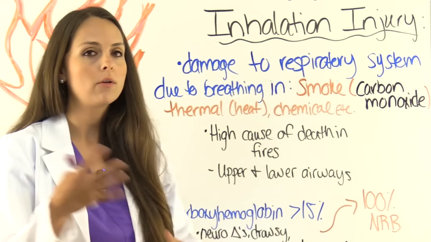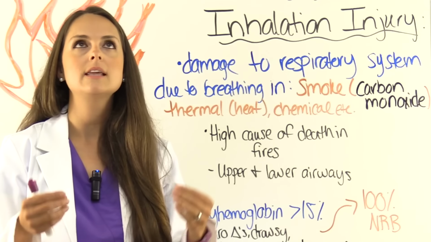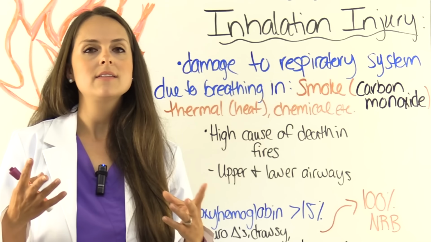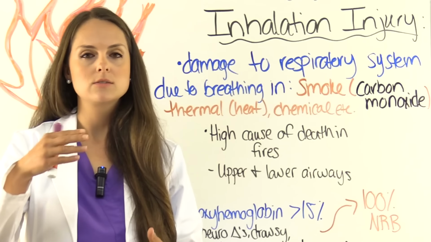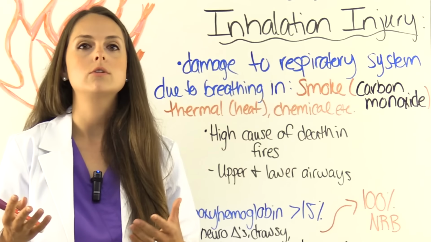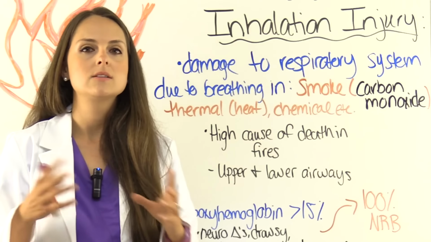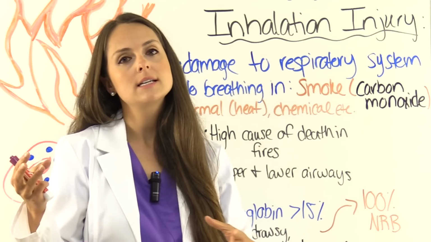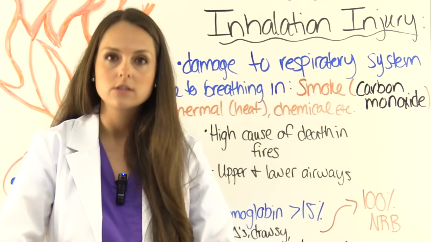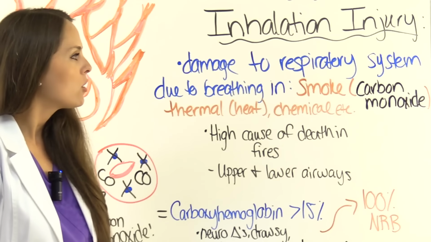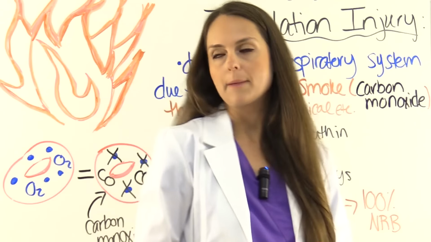And your upper and lower airways can be involved. Typically the upper airway is the biggest area that's involved rather than the lower, because the lower is really protected by the glottis and the vocal cord structures. So really the upper airway is what happens, and then it causes a mechanical obstruction where air cannot go down into the lower airways. So let's talk about carbon monoxide poisoning.